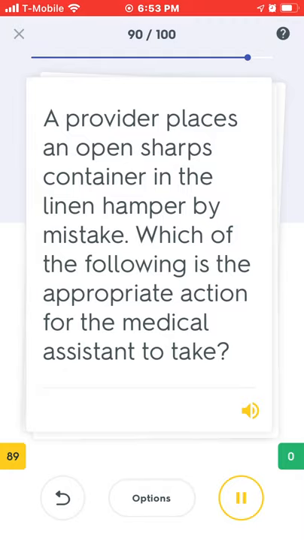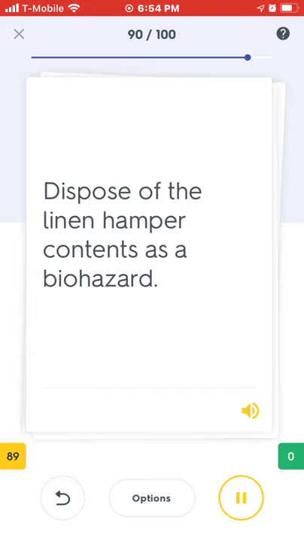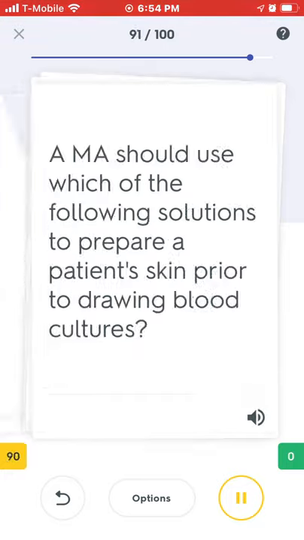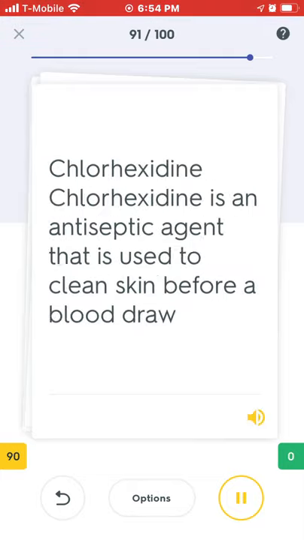A provider places an open sharps container in the linen hamper by mistake. Which of the following is the appropriate action for the medical assistant to take? Dispose of the linen hamper contents as a biohazard. An MA should use which of the following solutions to prepare a patient's skin prior to drawing blood cultures? Chlorhexidine. Chlorhexidine is an antiseptic agent that is used to clean skin before a blood draw.